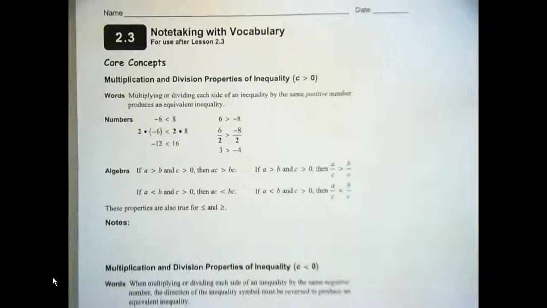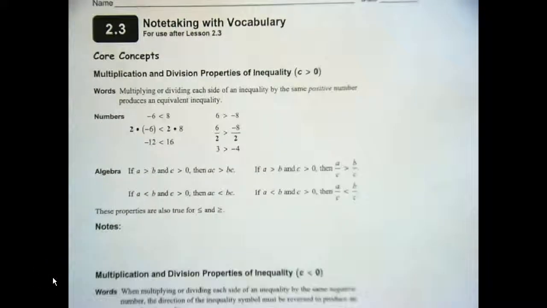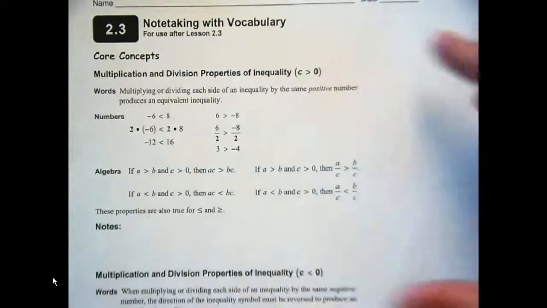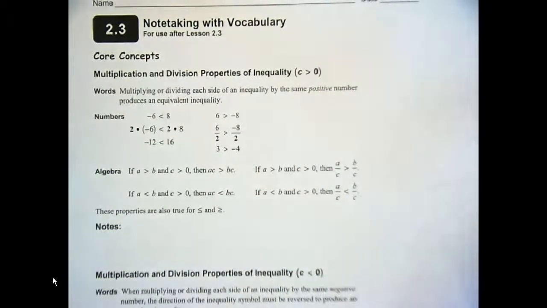Hey, today is 2.3 multiplication and division of inequalities. And all this stuff on page 40 of your student journal kind of summarizes everything we're going to go through today. If you'd like to look back at it later and make some notes, that would be definitely fine. But I'm going to work through this using some other pages.